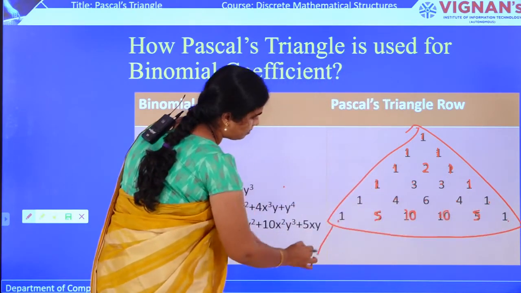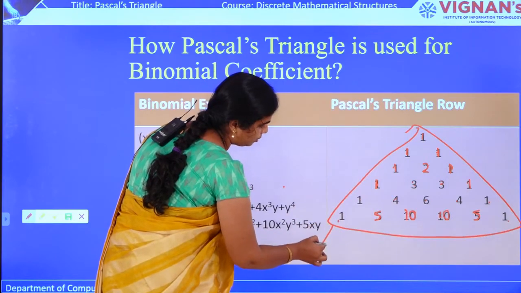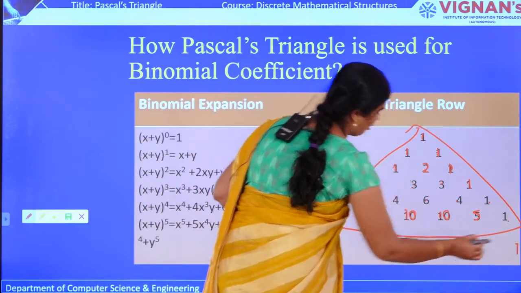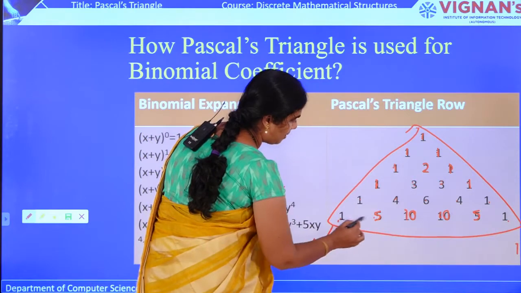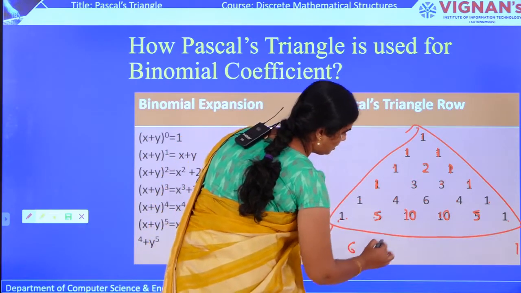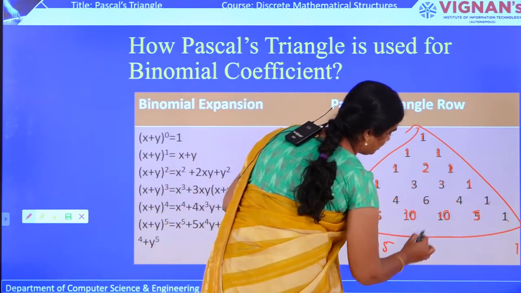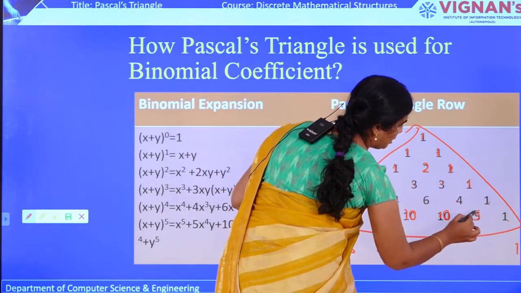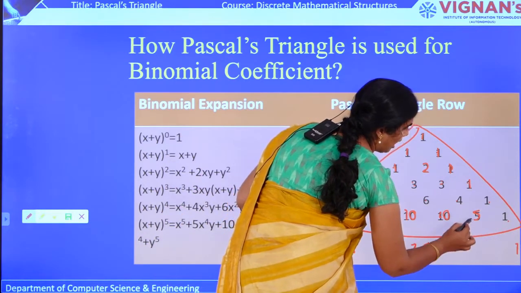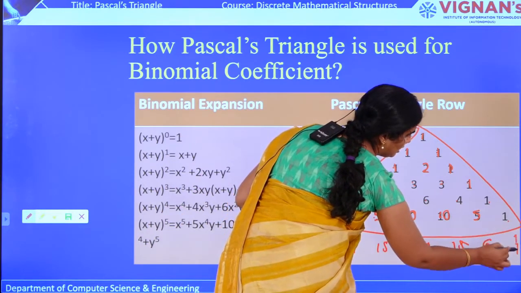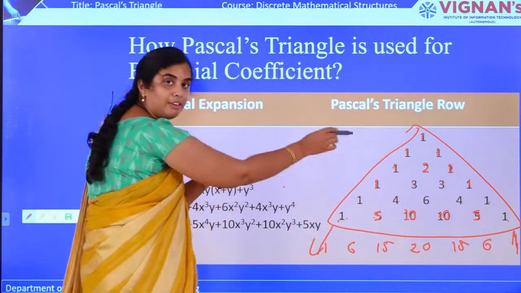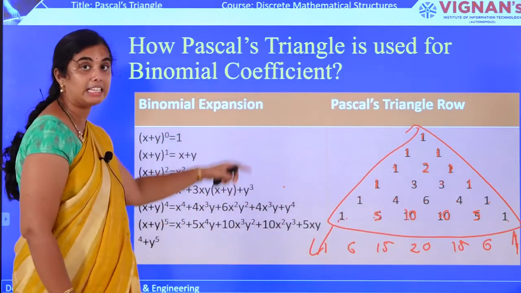Similarly, this can be expanded further, and here this 1 will be brought down, here this 1 will be brought down. This 1 plus 1 plus 5 will give you 6, 5 plus 10 will give you 15, 10 plus 10 will give you 20, and 10 plus 5 will give you 15, and 5 plus 1 will be giving you 6, and this one is like. So, this is the way in which the Pascal triangle can be expanded.